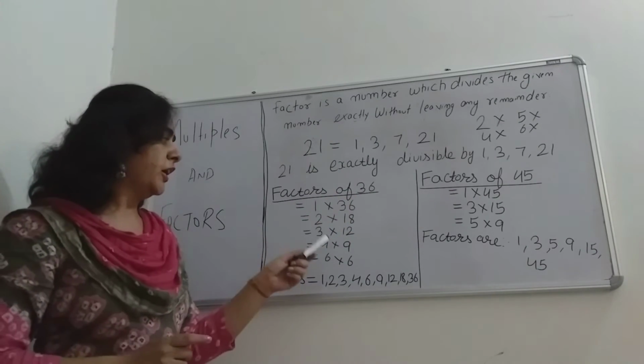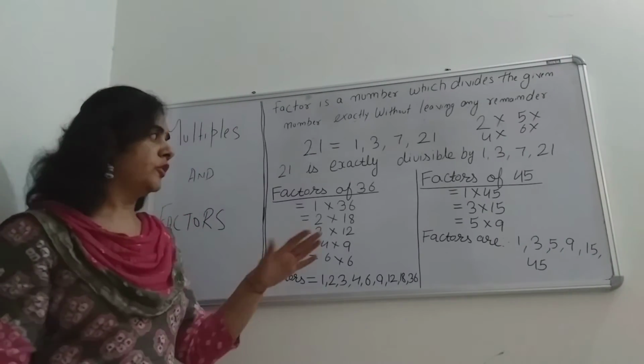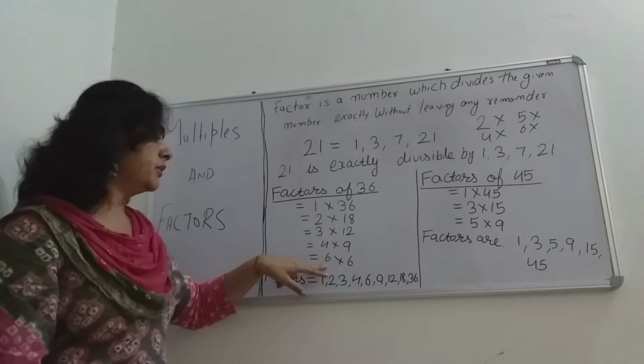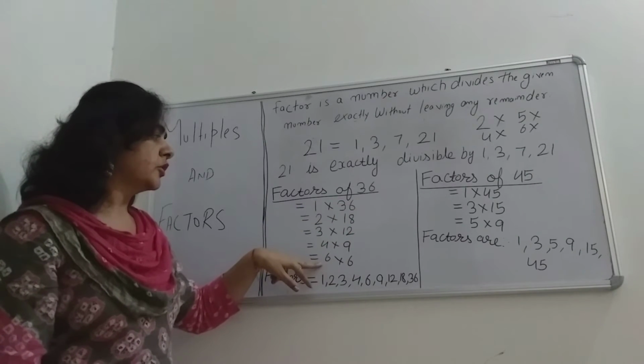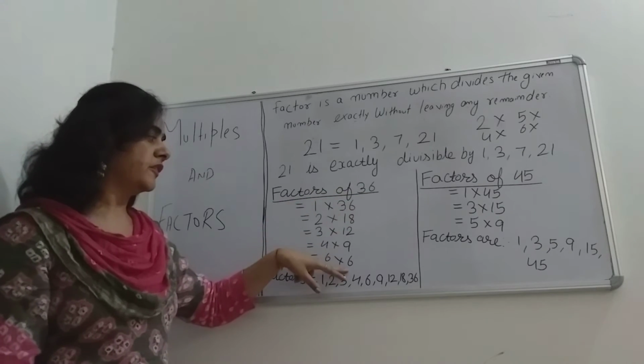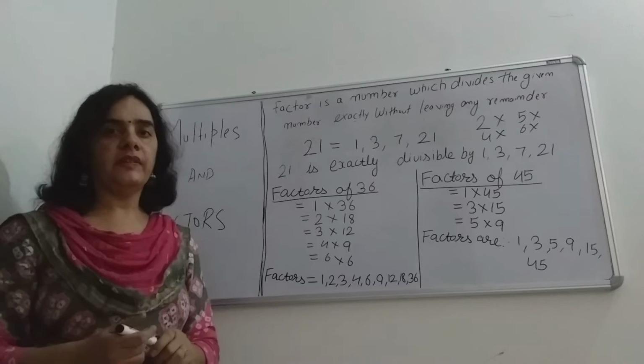So we see that 5 is not a factor of 36. Now try another number, 6. If you divide 36 by 6, you will see that the quotient is 6. So 6 is also a factor of 36.